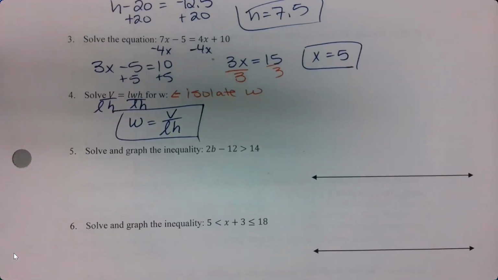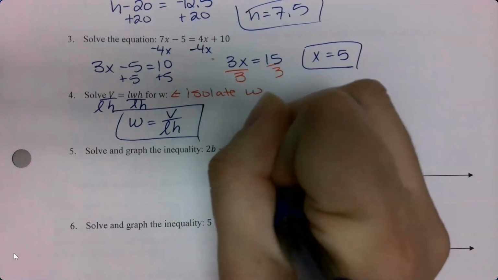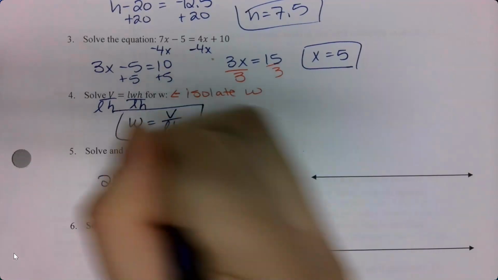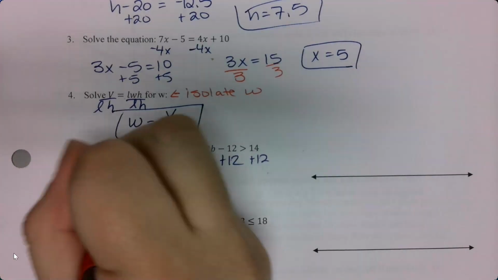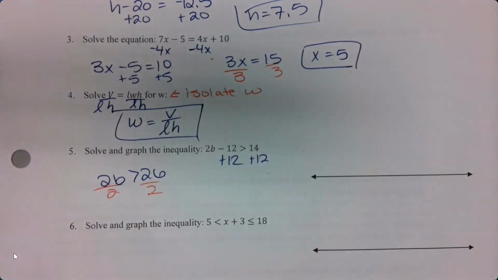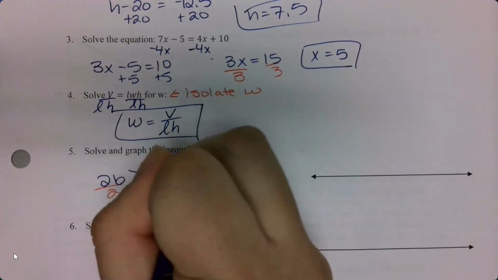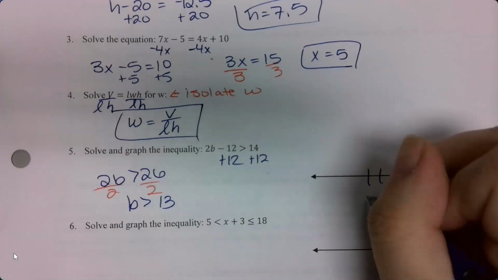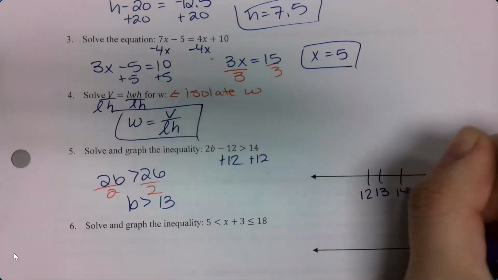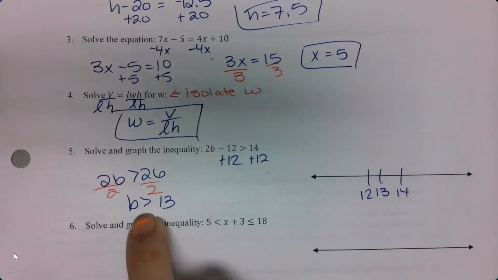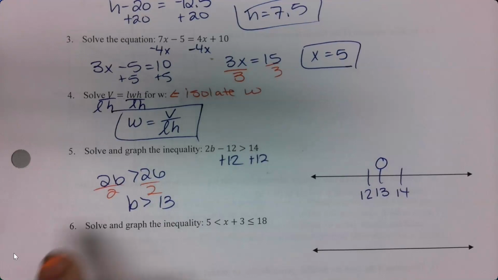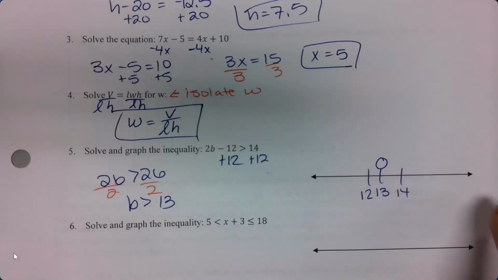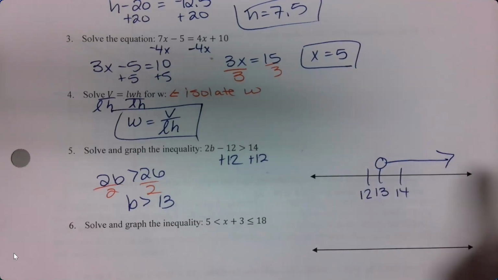Number 5 wants me to solve and graph, so I'm going to add 12 to both sides. I have 2b is greater than 26. Then I'm going to divide both sides by 2. And I have b is greater than 13. So I'm going to put some numbers on my number line. I want to include 13. This doesn't have a line underneath, so it's just an open circle. I don't fill it in. And then the arrowhead is pointing towards the right, so then I draw my arrow to the right. These two should match up.